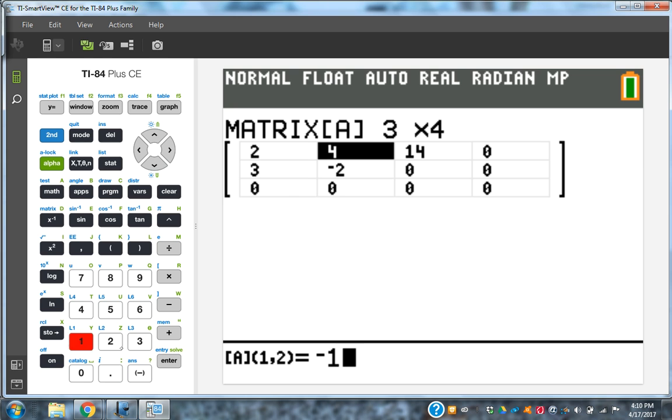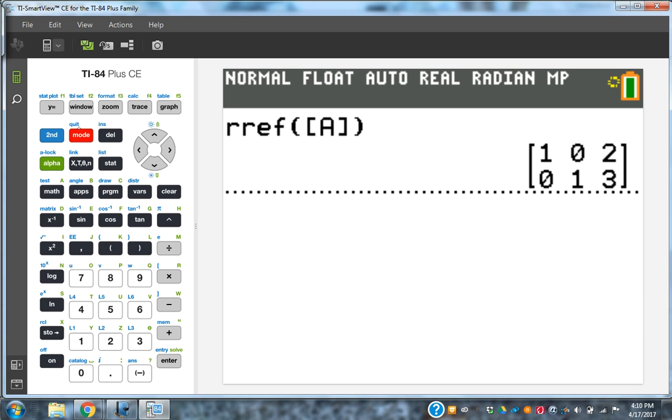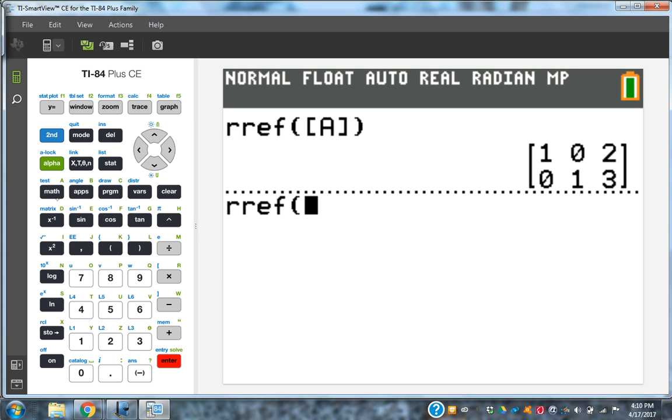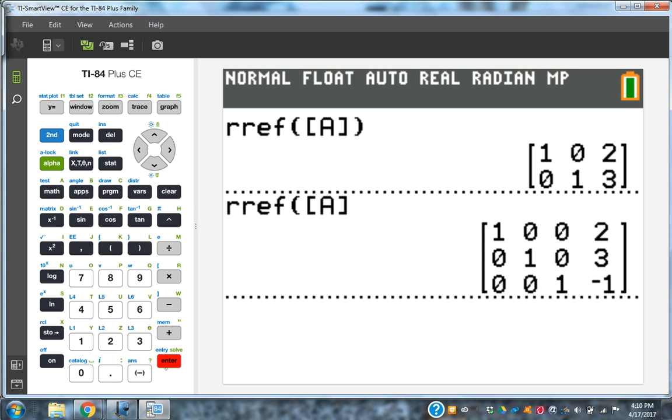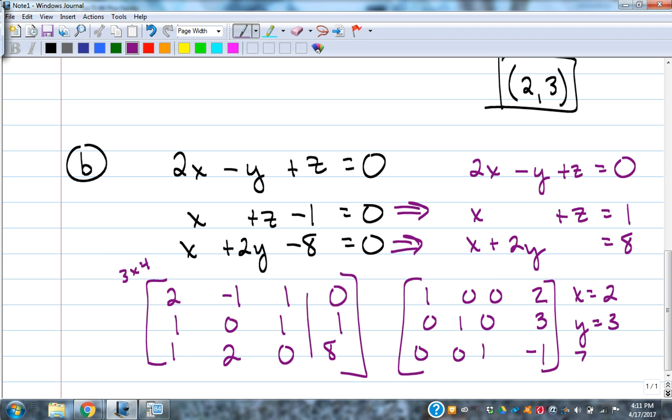Put that in there, 2, -1, 1, 0. Second row is 1, 0, 1, 1. And then 1, 2, 0, 8. And then use RREF from math. And then tell it which matrix to do that to. And there I get X is equal to 2, Y is equal to 3, Z is equal to -1. So I get this matrix 1, 0, 0, 2, 0, 1, 0, 3, and then -1 was what Z was, right? So X equals 2, Y equals 3, Z equals -1.